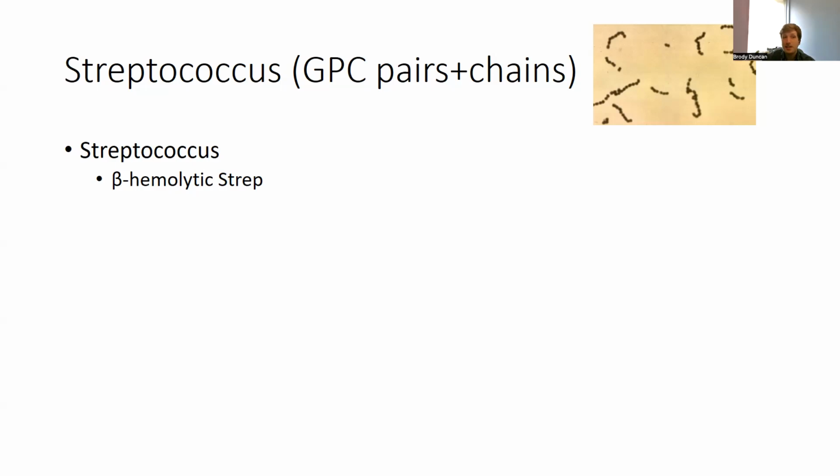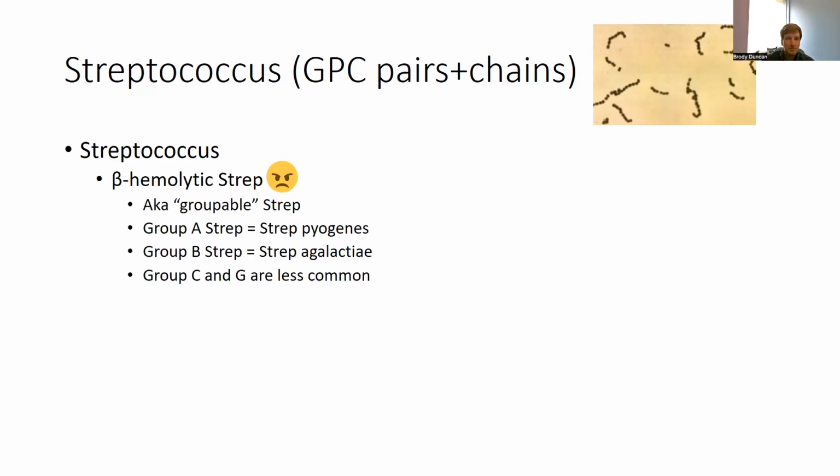So now we're talking about streptococcus, which is a gram-positive coccus that's organized in pairs and chains. The first one we'll talk about is beta hemolytic strep. In a minute, I'll explain what beta hemolytic means, but essentially the thing that you have to remember is that this means that they are nasty. These are not our friends. If you see them, it is a problem.